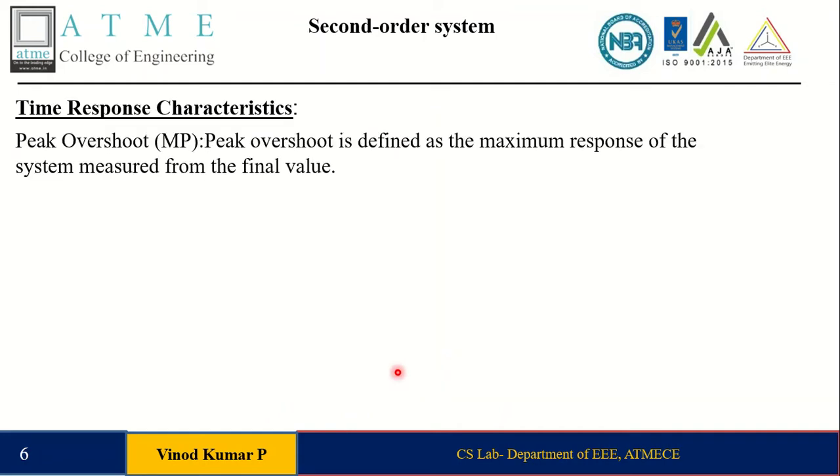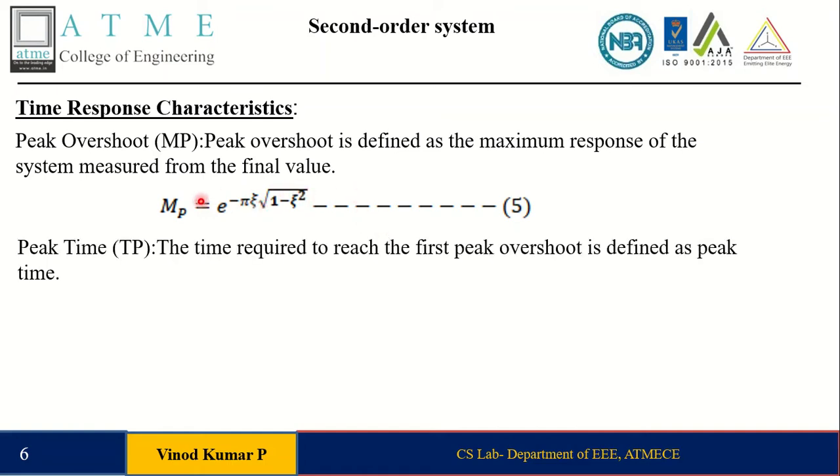So what is the peak overshoot? When will my signal be maximum? That is how the system records relative to its final value. It is exponential to the power of minus pi zeta divided by root of 1 minus zeta square. Quite often it is expressed in terms of percentage. The peak time is the time required to reach the first peak overshoot. It is expressed as Tp, which is pi divided by omega n square root of 1 minus zeta square.